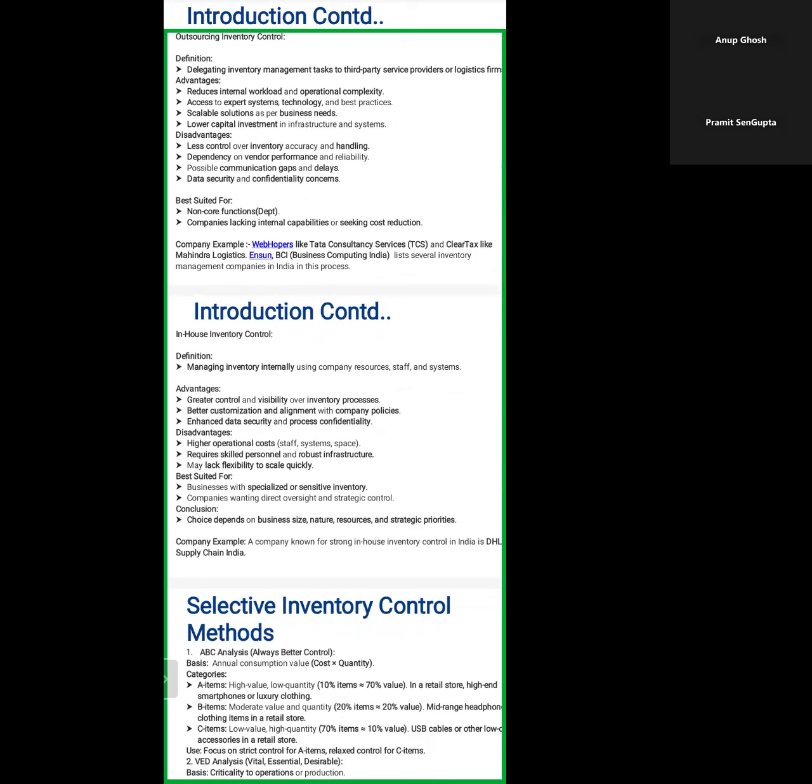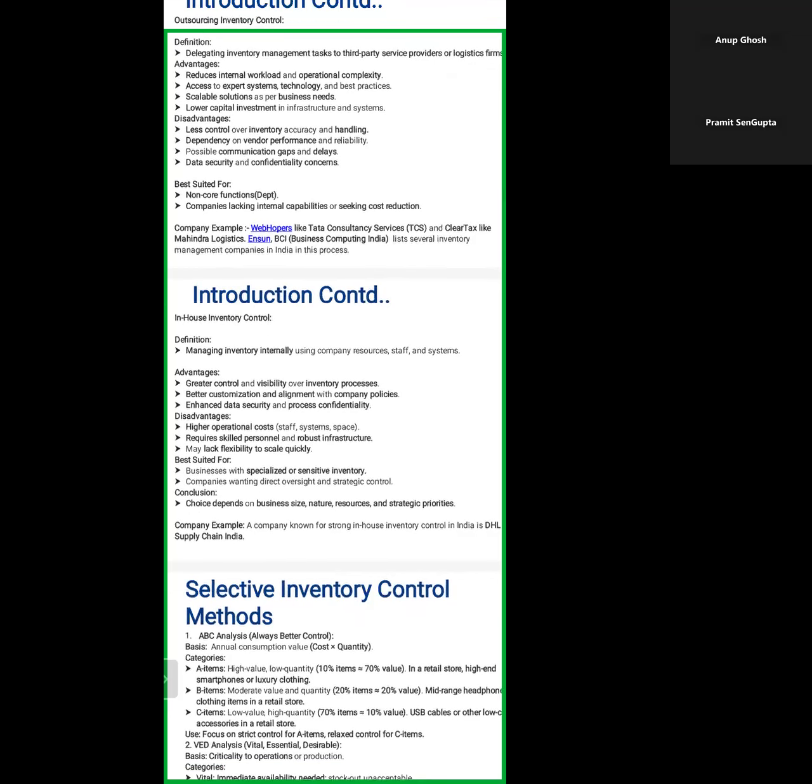They're entirely using this inbound, not only cost of production, but resources and staff also. It's a pure example of inbound inventory control and selective control method in materials management. Now, what are the advantages of this kind of process, which is not outsourced? Greater control, visibility over inventory process.